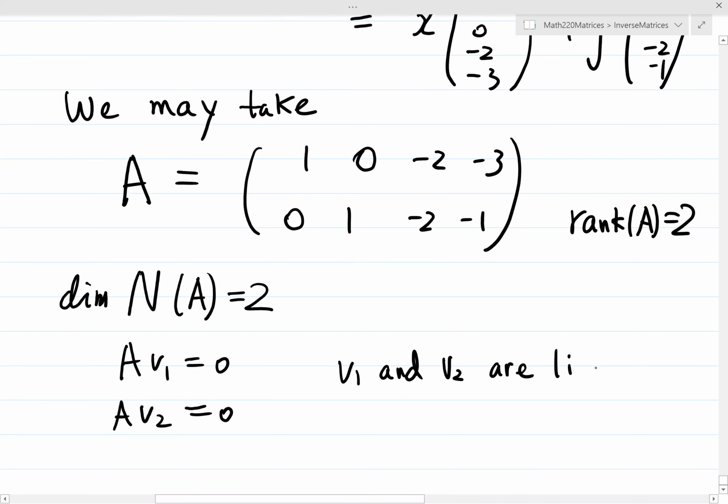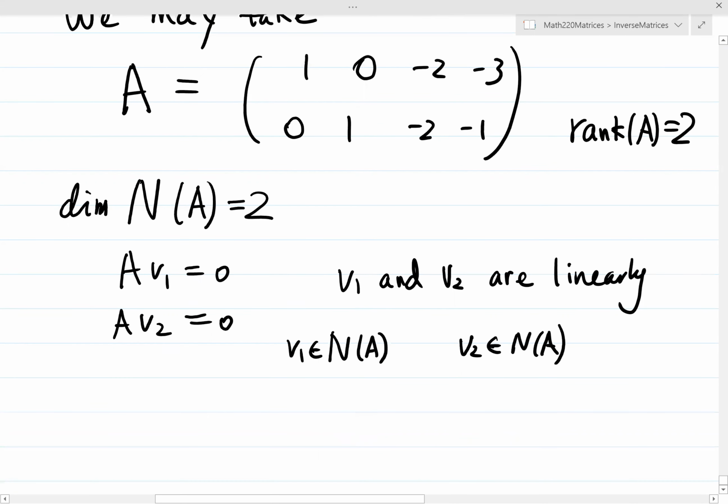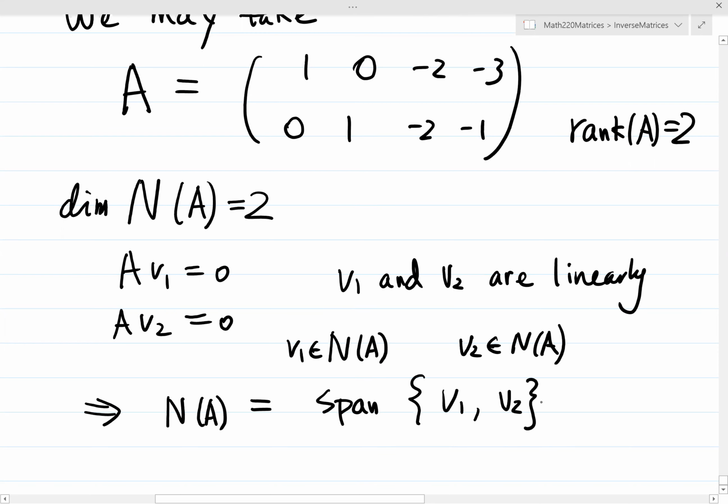So we know V1 is in the null space, V2 is in the null space of A. Now, this means the null space is actually spanned by these two vectors V1 and V2. Okay, i.e. the null space of A is actually spanned by V1 and V2. Then we are done.